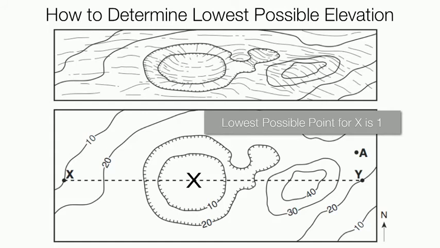The lowest possible point on any map is always going to be one greater than the next contour line. So 1 meter is one value greater than the next contour line of 0. So that's basically how you'll find your lowest possible point.